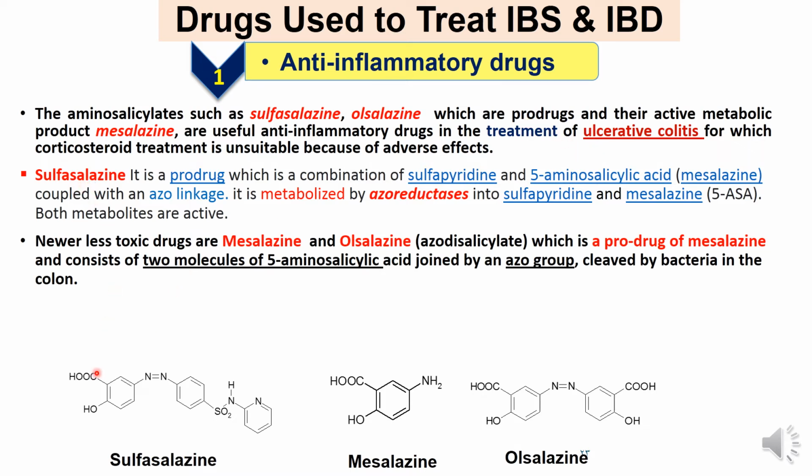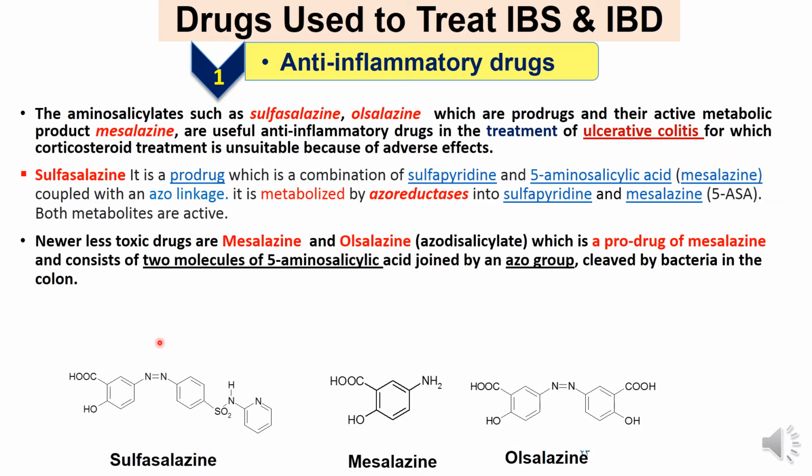Sulfasalazine is a prodrug. It is a combination of two parts, the first is sulfapyridine, and the second part is 5-aminosalicylic acid. This group is called salicylic acid, which is the benzene ring with carboxyl and OH groups. This is carbon number 1, carbon number 2, carbon number 3, carbon number 4, and on position 5 there is an amino group. So this part is called 5-aminosalicylic acid.